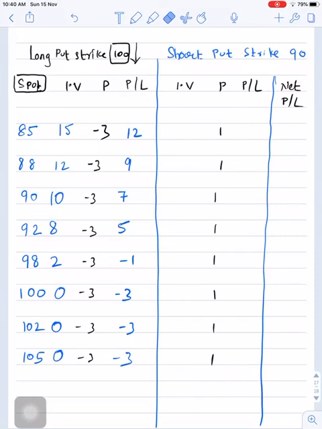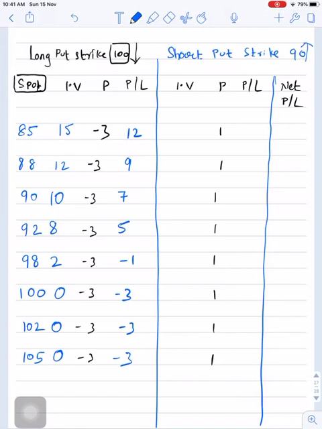Okay, now let's discuss the put option which we have sold. When we are selling put option with strike 90, this means our view is bullish. We are expecting price will close above 90. Okay, now let's talk about option moneyness again. Spot should be less than strike. If spot is less than strike, option is in the money.